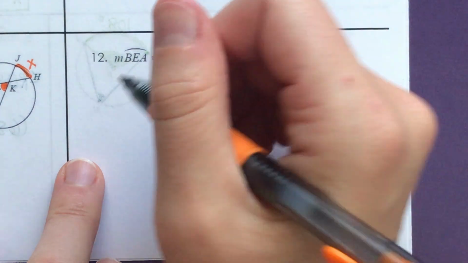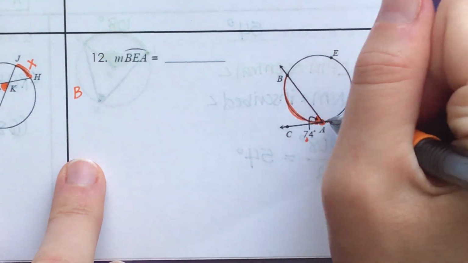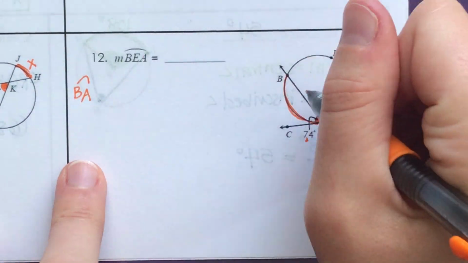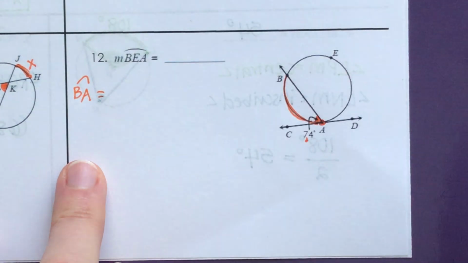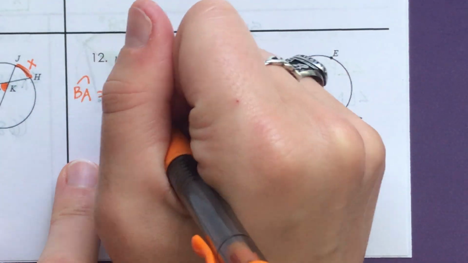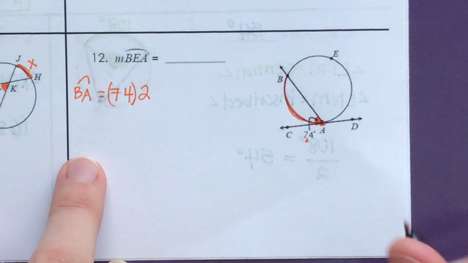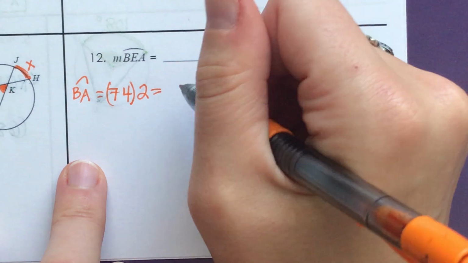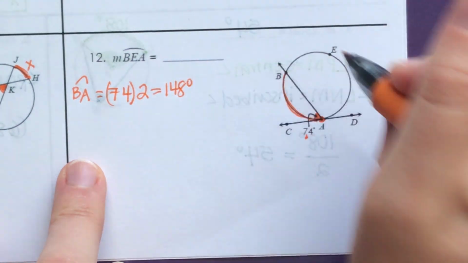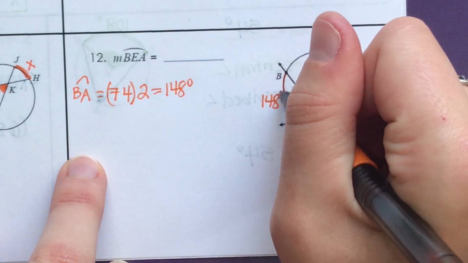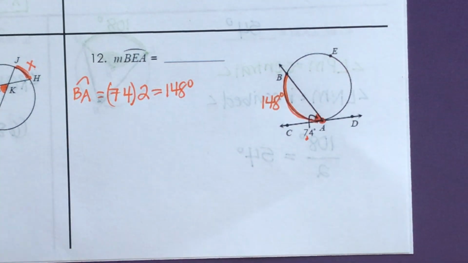So to figure out this arc over here, B to C, I can take this 74 and I can just double it, right? So if I wanted to figure out, not B to C, I'm sorry, it should have been B to A, if I want to figure out this arc right here, all I have to do is take 74 and multiply it times 2. And if I do that, I get 148 degrees. So this piece in orange is 148 degrees.